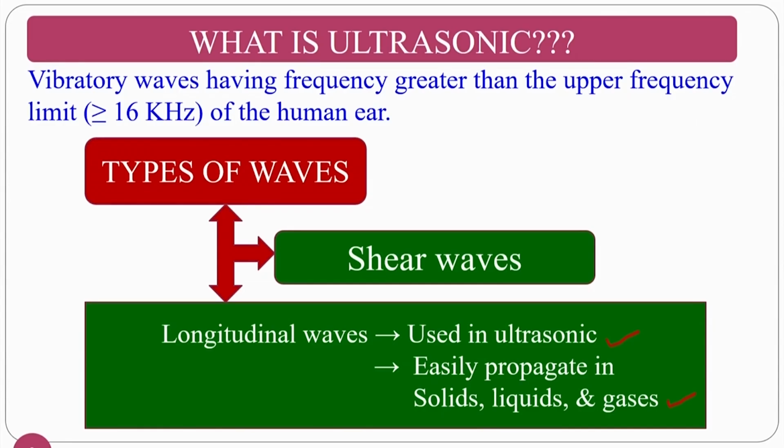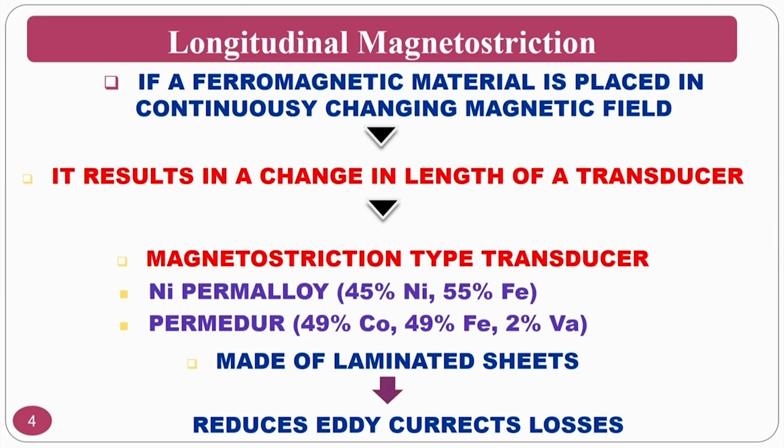We just give the frequency and amplitude so that it will reciprocate in the ultrasonic range. As I said, these are the longitudinal waves. So, how are we going to get longitudinal waves? We are going to get them by longitudinal magnetostriction. If a ferromagnetic material is placed in a continuously changing magnetic field, then what will happen? It will result in a change in the length of the transducer. That means if the length is varying, delta L is coming into the picture.